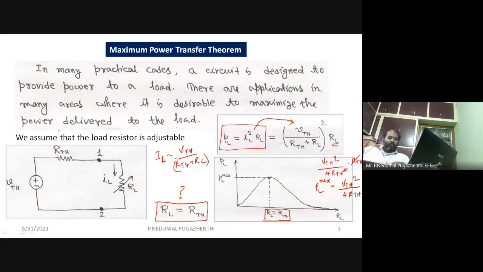So this slide provides two formulas. One is the condition for maximum power transfer, and the other is the expression for maximum power. The expression for maximum power is V Thevenin squared divided by 4 into R Thevenin. So two things we have done. Okay, we will see how this condition is derived.